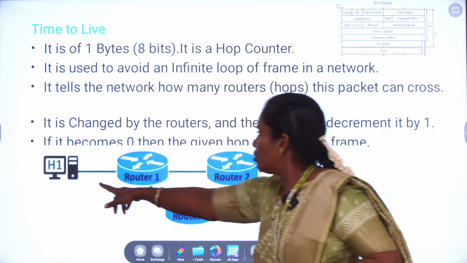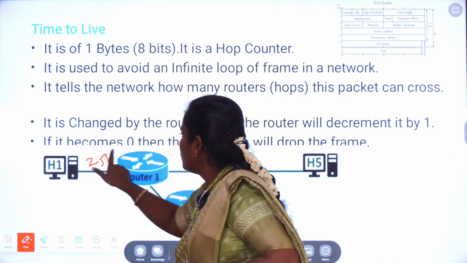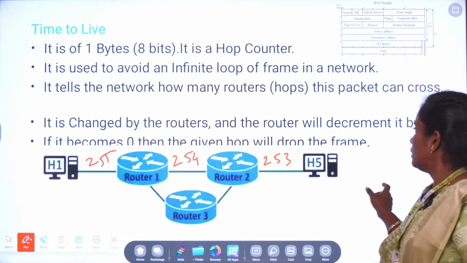For example, from host 1, I am sending a packet with a value of 255. Then after crossing this router, it will be decremented to 254. Then when it crosses router 2, it will be decremented to 253. This process goes on until it reaches the 0 value. Once it reaches 0, the packet is discarded.